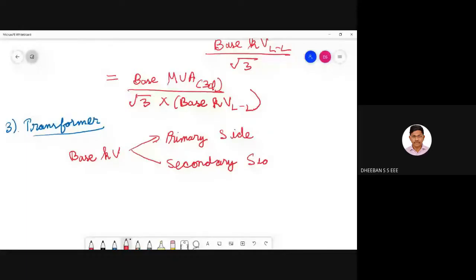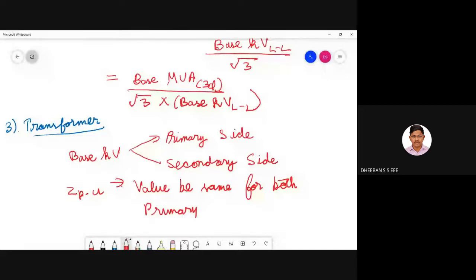But while finding the per unit impedance, this will be the same. The per unit impedance value will be the same for both primary and secondary side. Okay, so this you have to keep in your mind.